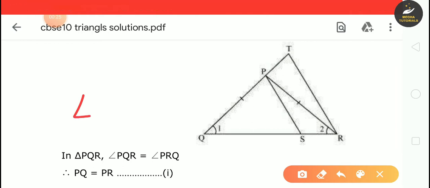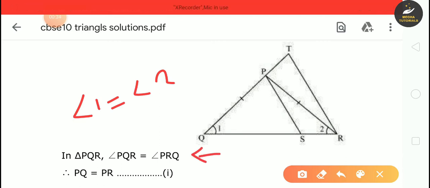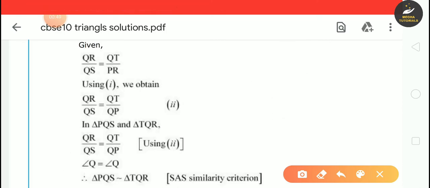It is given that angle 1 is equal to angle 2. It means angle PQR is equal to angle PRQ. Now in triangle PQR, these two base angles are equal. It means sides opposite to the equal angles are also equal. Therefore you can write PQ is equal to PR. That is equation 1.